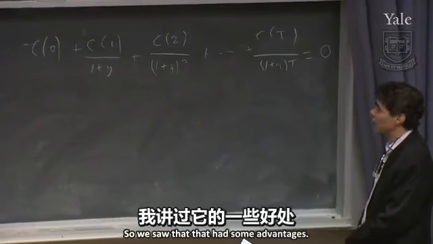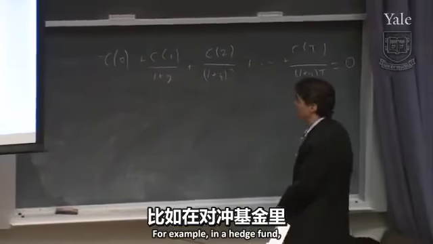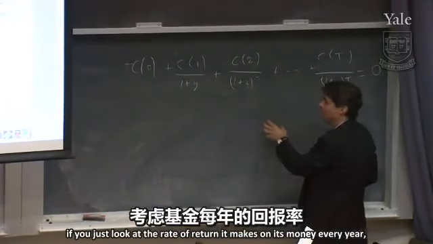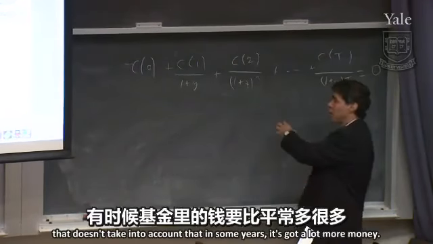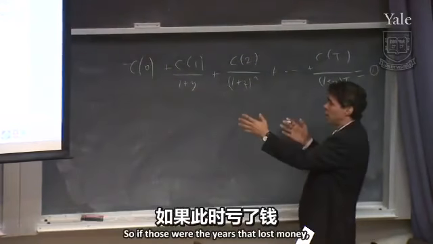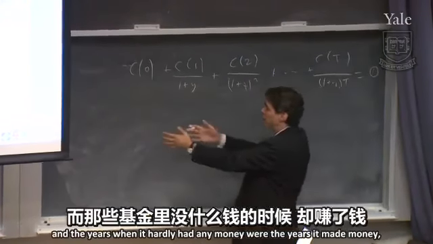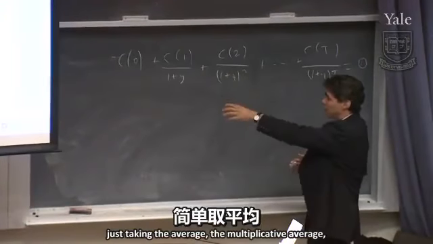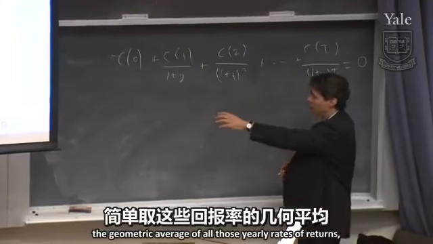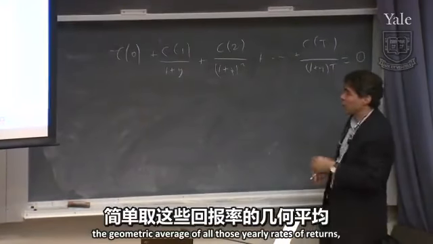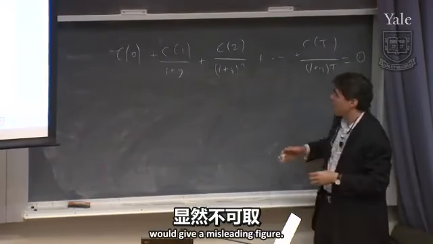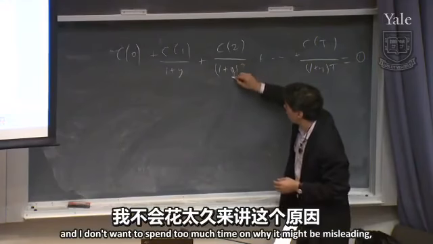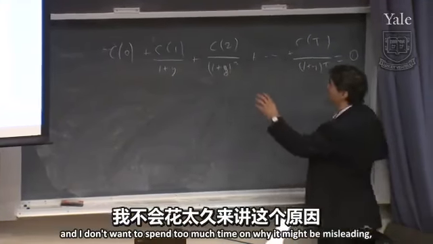So we saw that that had some advantages. For example, in a hedge fund, if you just look at the rate of return it makes on its money every year, that doesn't take into account that some years it's got a lot more money. So if those were the years it lost money, and the years when it hardly had any money were the years that it made money, just taking the geometric average of all those yearly rates of returns would give a misleading figure. Well, the yield also gives a somewhat misleading figure, and I don't want to spend too much time on why it might be misleading, but I'll give you just an example.